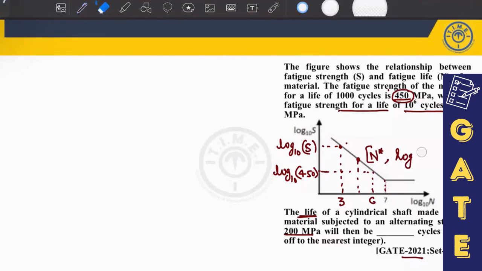This value is 200 megapascal. So that means again you will use that particular equation. From there you will get the n star value, and then once you take 10 to the power of n star, that will be the final answer. Okay, so try to attempt.